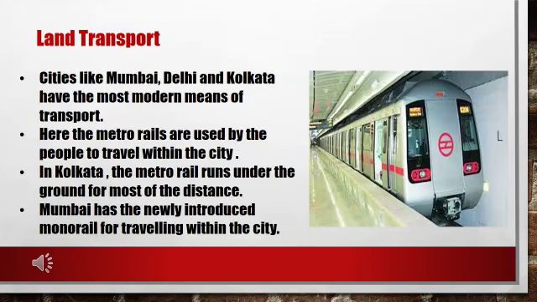Cities like Mumbai, Delhi and Kolkata have the most modern means of transport. Here, the metro rails are used by the people to travel within the city. In Kolkata, the metro rail runs under the ground for most of the distance. Mumbai has the newly introduced monorail for traveling within the city.